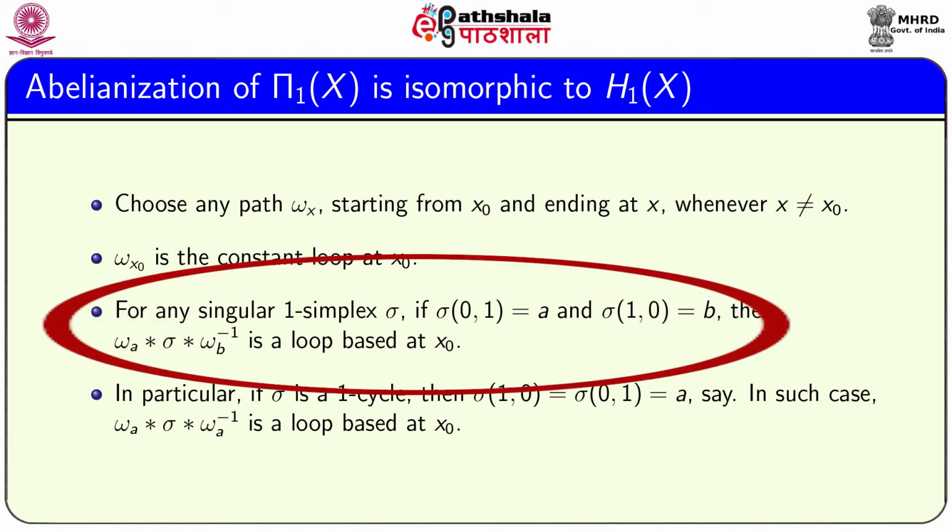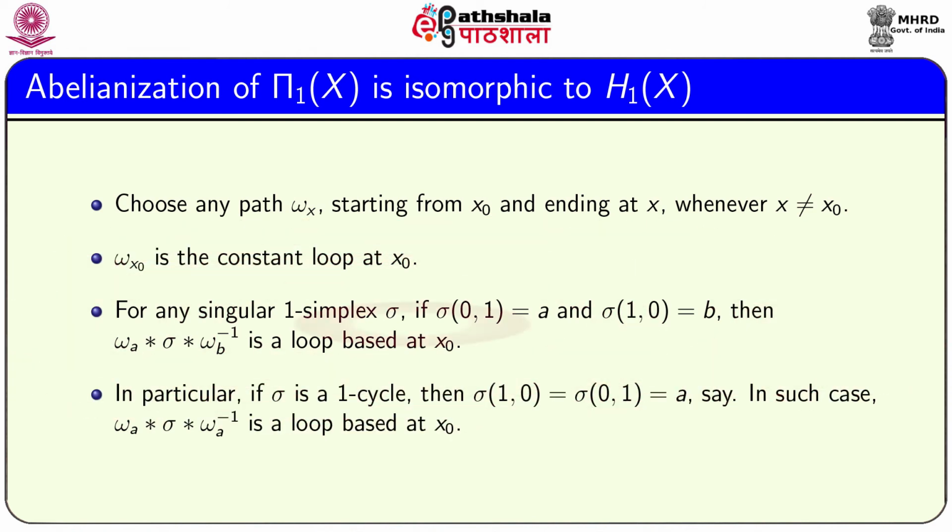For any singular one simplex σ, if σ(0,1) is A and σ(1,0) is B, then WA * σ * WB inverse is a loop based at x0. In particular, if σ is a one cycle, then σ(1,0) is equal to σ(0,1), say A, and in such case WA * σ * WA inverse is a loop based at x0.